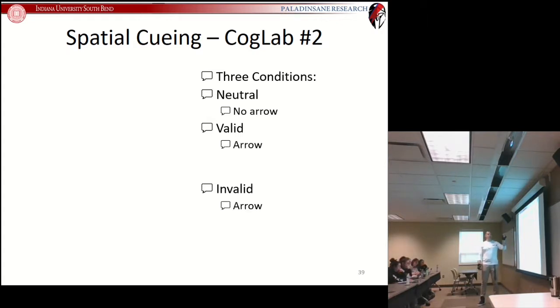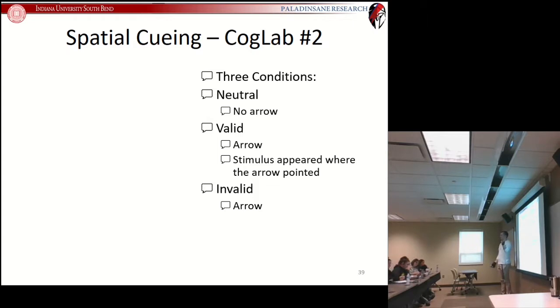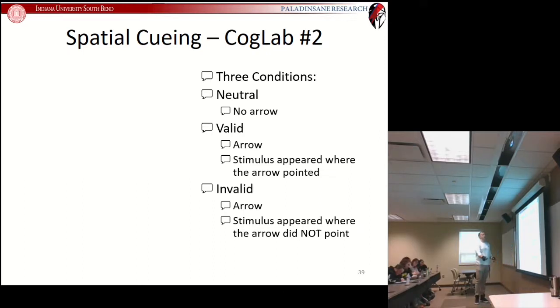In the valid condition, there was an arrow. In the invalid conditions, there was also an arrow. And what differentiated them was that in the valid condition, the stimulus actually appeared where the arrow pointed. So in the valid condition, the arrow was a truthful piece of information. It was a correct piece of information. It told you where the target was going to be. In the invalid conditions, the arrow did the exact opposite. The arrow pointed one way, the target appeared on the other location. So in the invalid condition, the arrow was basically lying to you and sending you in the wrong direction.